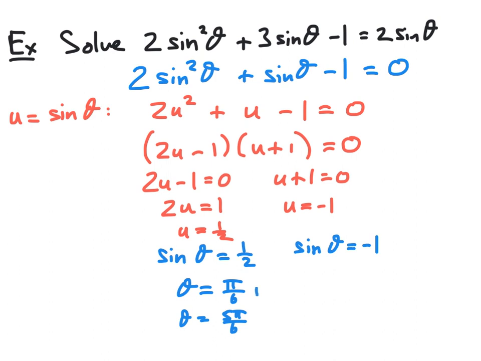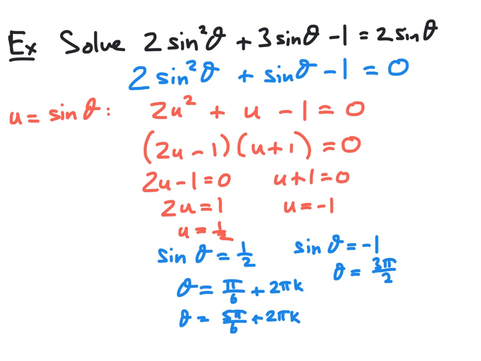And we can add the multiple of our period, 2 pi k, to each of these to obtain all of our solutions of each particular form. And for our second one here, sine of theta equals negative 1, we only get one possible angle between 0 and 2 pi. Our only solution is 3 pi over 2.